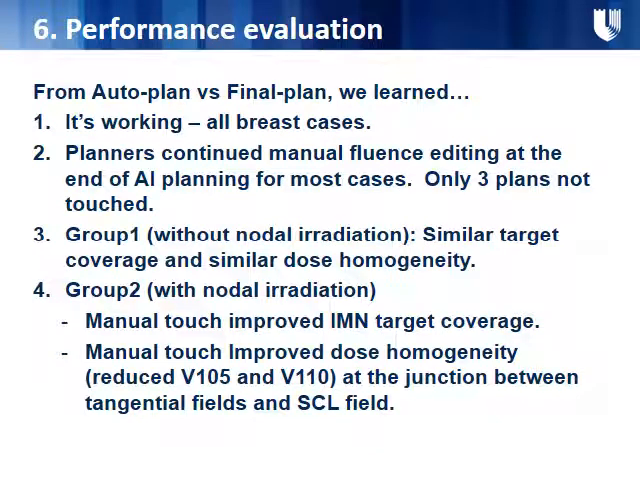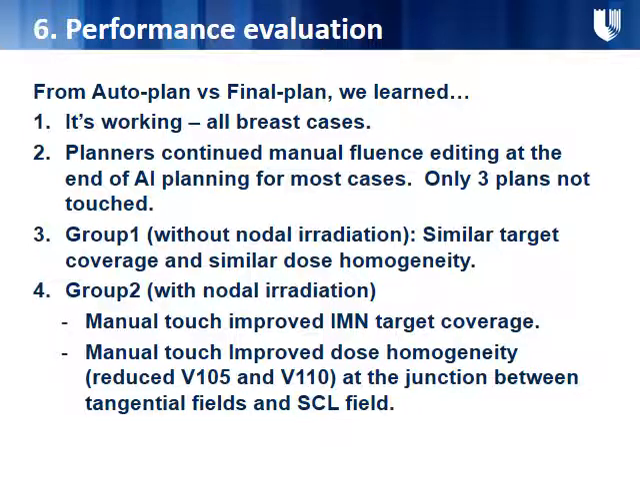So in this performance evaluation, we compared auto plan versus final plan. What we learned is that it's working. Our AI planning tool worked fine for all breast cases, and we could treat breast cases using this AI plan. And we also learned the planners continued manual fluence editing at the end of AI planning for most cases. It's probably their habit, they are used to manual editing, so they still did it.